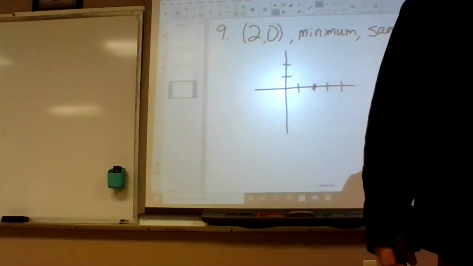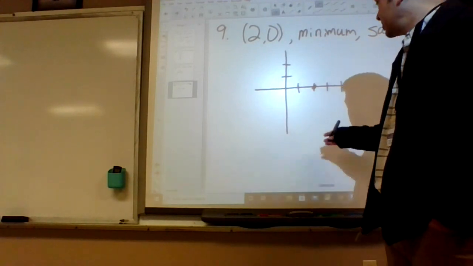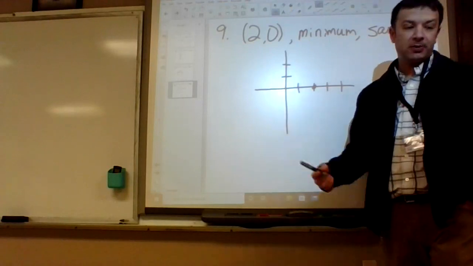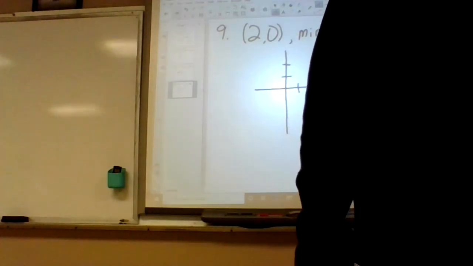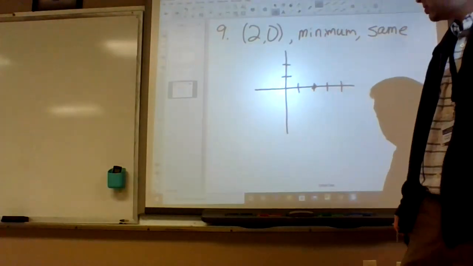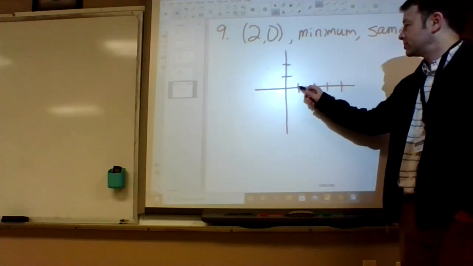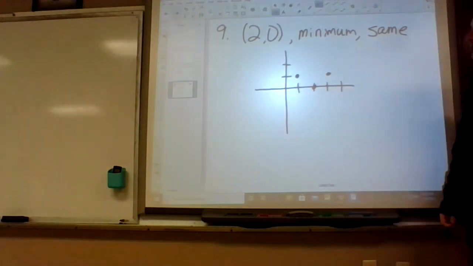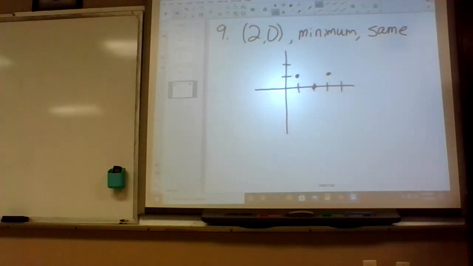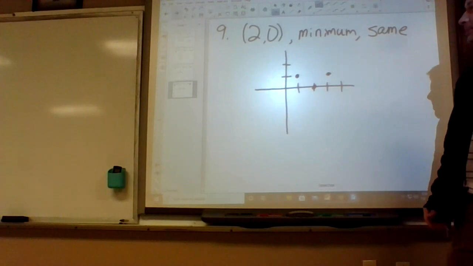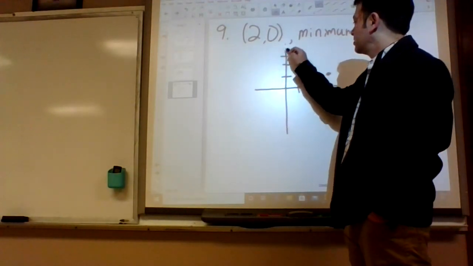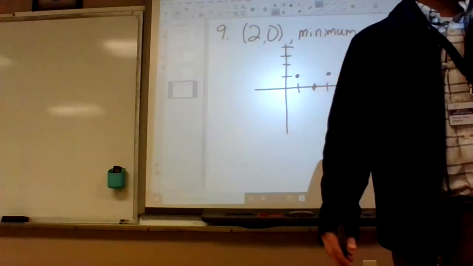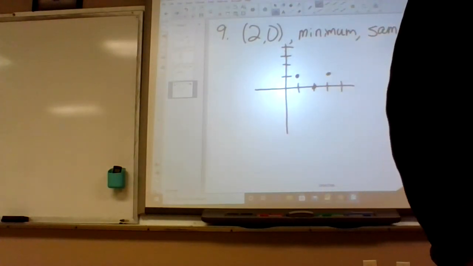If I plug in, so what should I plug in? I could plug in 1 or I could plug in 3. Okay, we'll plug in 1. 1 minus 2 is negative 1. Negative 1 squared is 1. So when it's going up at a normal pace, you might get the pattern. It's always up, over 1, up 1. But the next step is steeper, right? It's going up at an exponential pace.